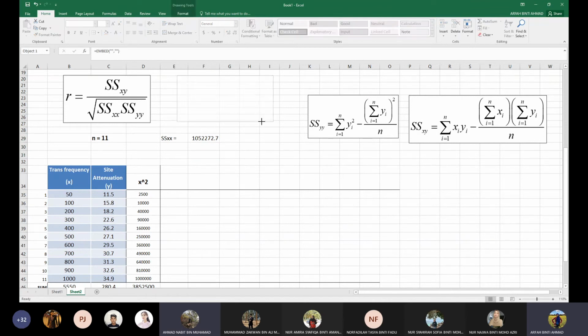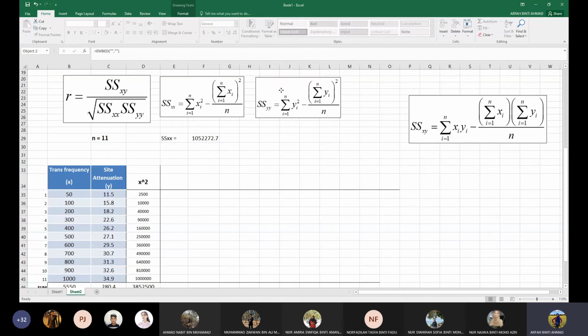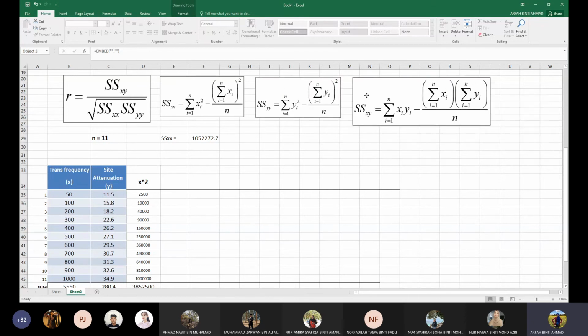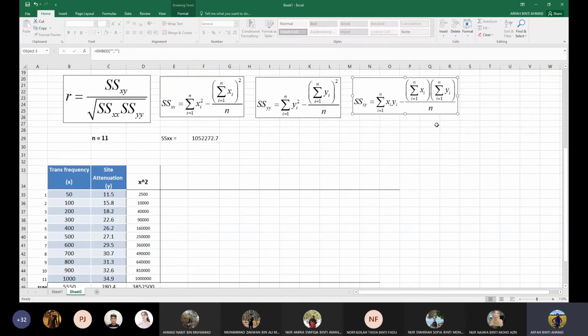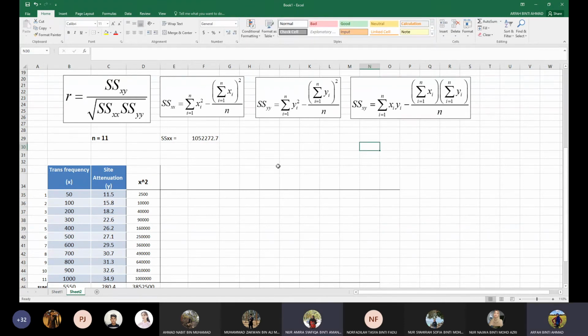Okay, did the others get the same answer as me and Nabil? So the next one, we want to calculate SSYY. Okay, look at the formula for SSYY. What column do we need to create? Y squared, Y squared.